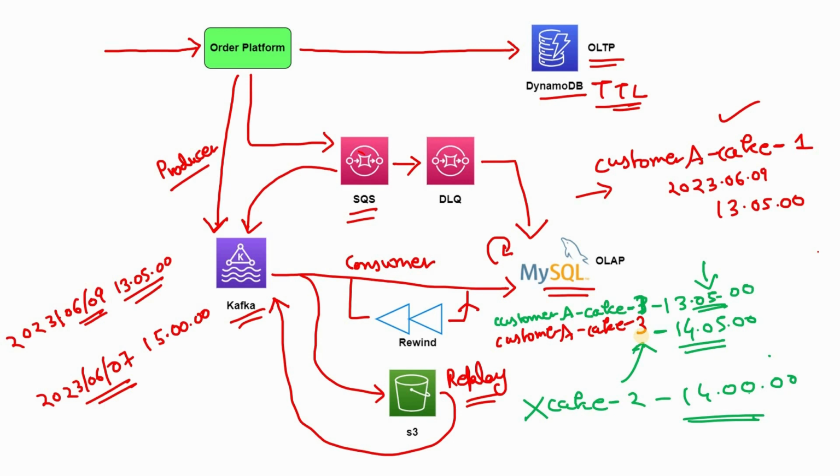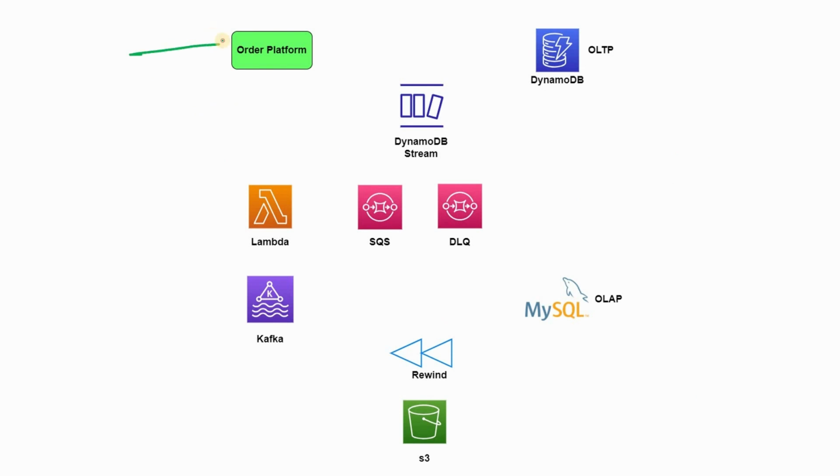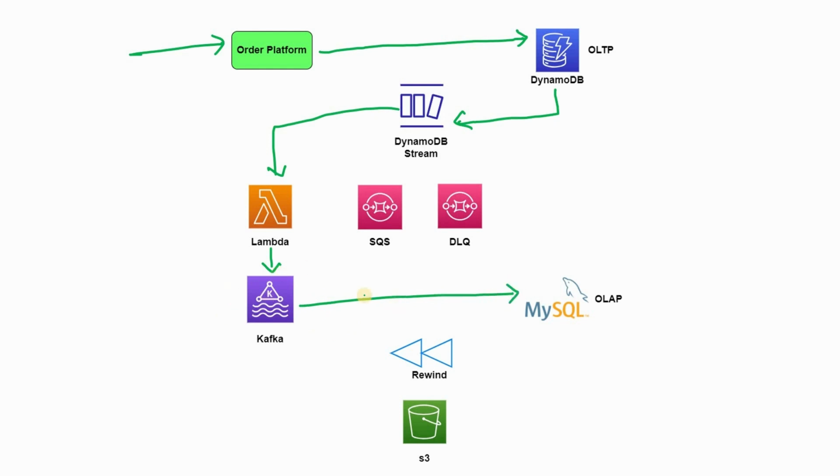Now my personal opinion is that they could use DynamoDB Streams instead of this particular setup. Here the order platform is writing the data in DynamoDB, and the same order platform has to take the responsibility of writing those events in Kafka. Rather than that, what can be done is this way: the customer makes an order, the event comes to the order platform, and they write that to DynamoDB or the OLTP system. From DynamoDB, using DynamoDB Streams, they can trigger a Lambda producer, which will write those events in Kafka, and then from Kafka, using the consumer they used earlier, they can write to the MySQL system.